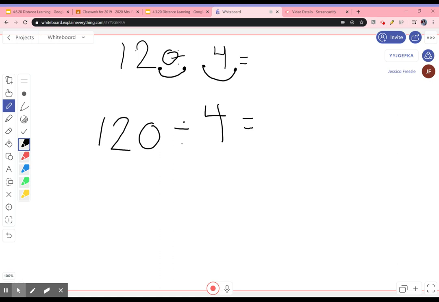So you can solve this using partial quotients or long division, whichever would be easier for you, and then do that now in your free time. And you can pause the video if you need. And then our answer would be 30.